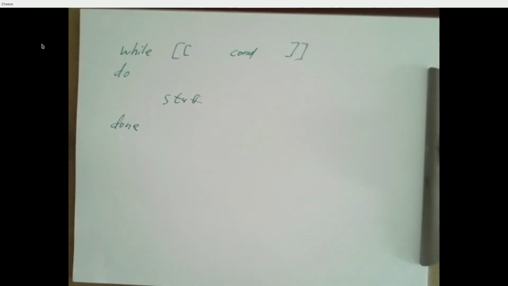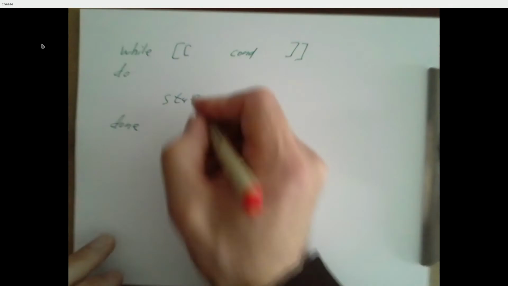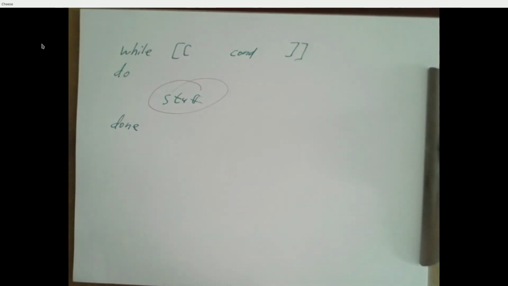And what you do in this stuff can be anything, right? It could be another while loop. It could be if statements. It could be just plain old echoes. It can be things with back quotes. It can be anything, right? So definitely know how to put together a while loop.